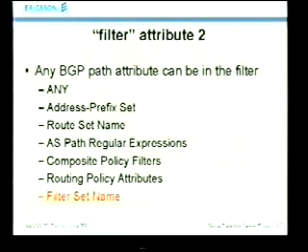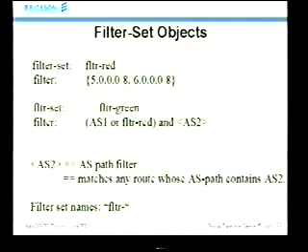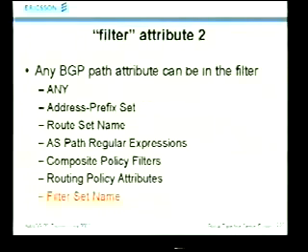So here you can specify a filter in a filter set object. And I think I gave, this is the example of using a filter set name in a filter attribute. This is what I say here: any BGP path attribute can be in the filter, and you can also have a filter set name.